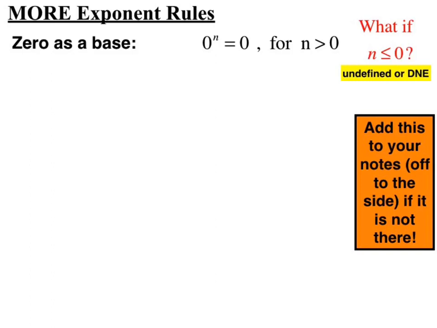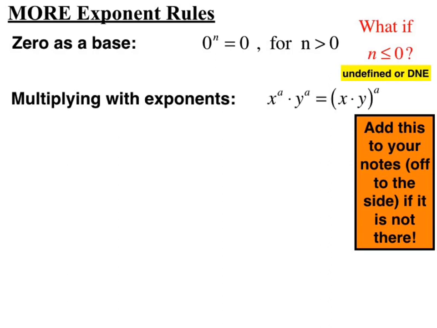And you will get some problems in the homework where you might have 0 to the 0, which is undefined. You might have 0 to the 2nd, which is 0. You might have 0 to the negative 3, which is undefined. Okay, so when the exponent is less than or equal to 0 and the base is 0, the answer is undefined. But if the exponent is larger than 0, then the answer is 0. All right? What about multiplying with exponents where the base is different, but the exponent is the same? And you should add this to your notes.